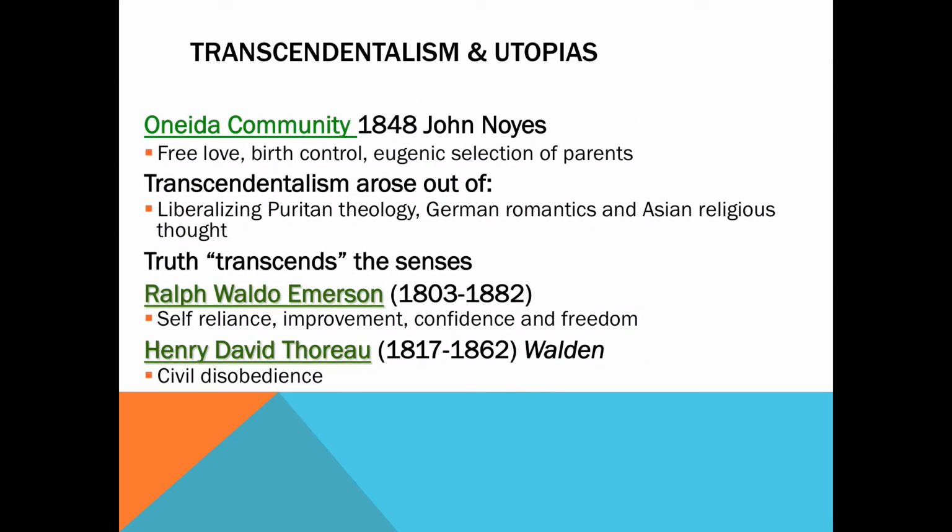During this time period, sort of not really a reform movement, but they were movements in and of themselves, transcendentalism and utopias, individuals who were trying to just create better societies. The utopians, like Oneida community is one of quite a few. This community believed in free love, birth control, and notice this word here, eugenic. Yes, they practiced eugenics, selecting the best parents to have children, and only the best parents.